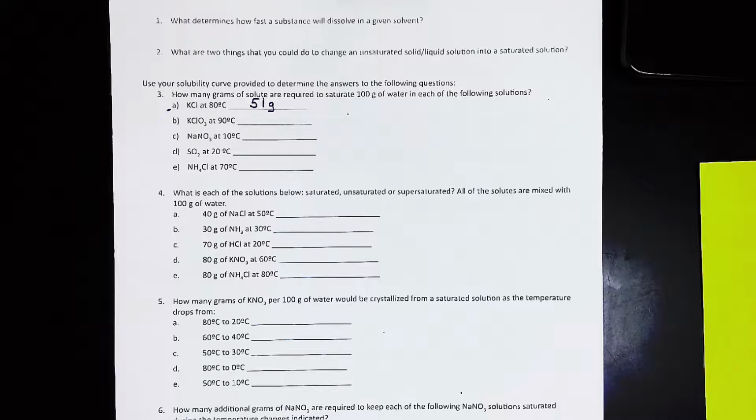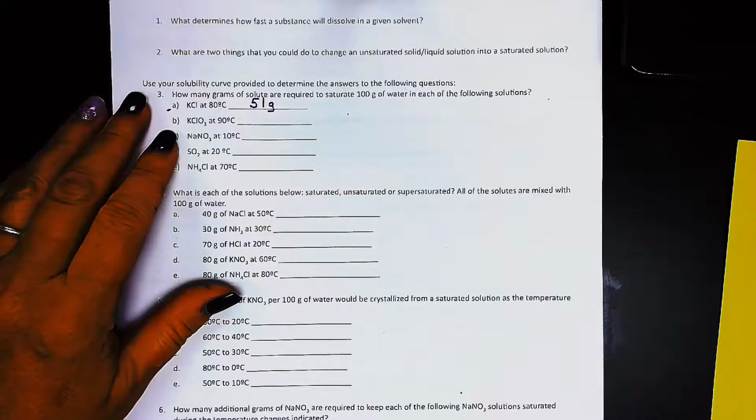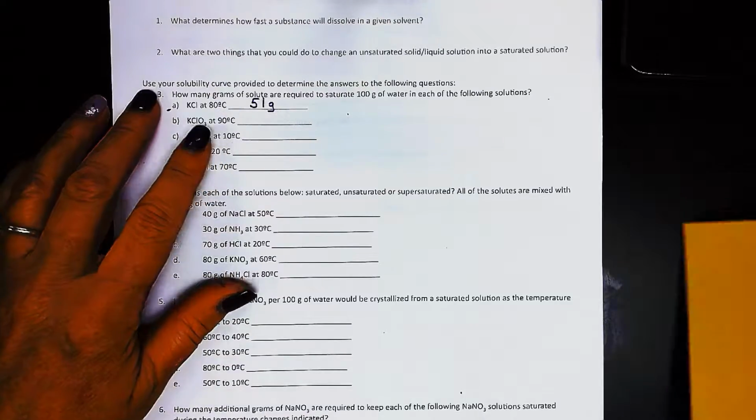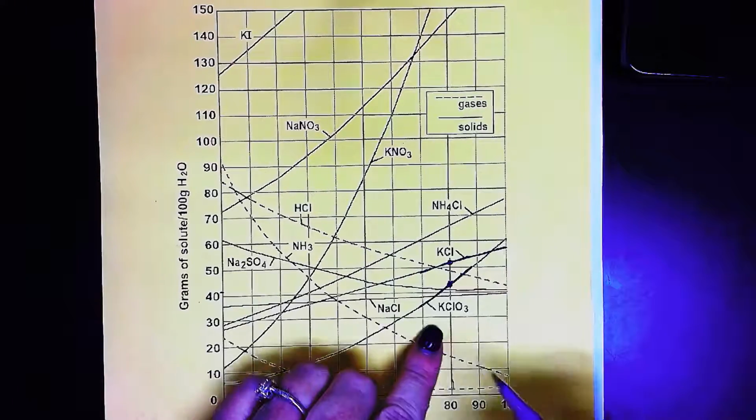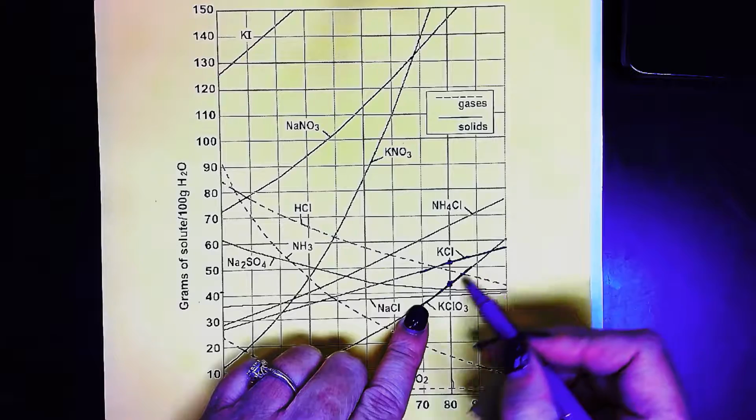Let's look at letter B just to get us going on these. We'll do a couple of these first ones since we're just getting started with this solubility curve material. Letter B says KClO3 at 90 degrees. So again, we want to look for the saturated solution. We're going to find the compound KClO3. That's showing it, it's this line.